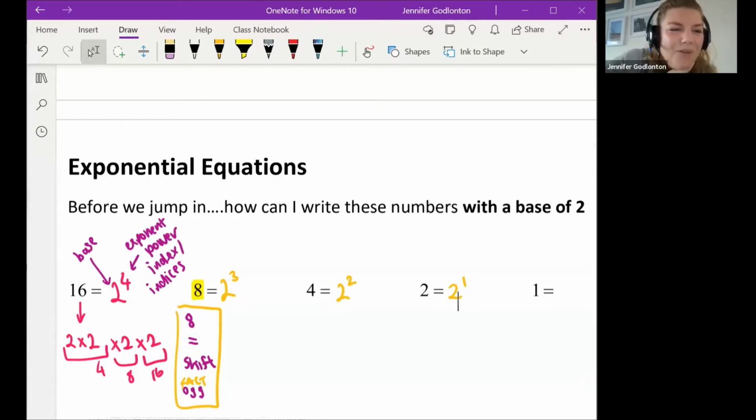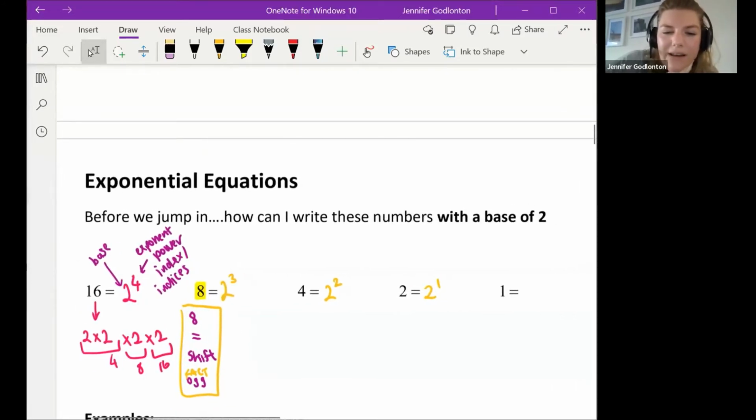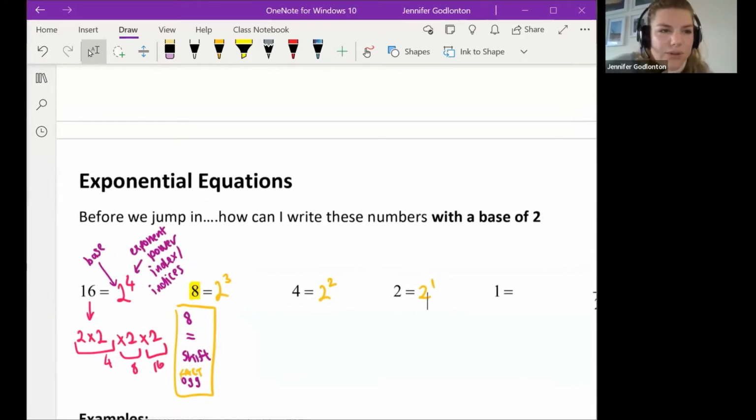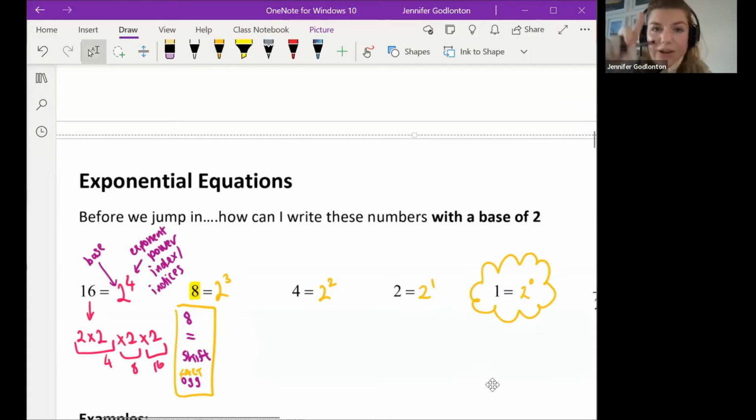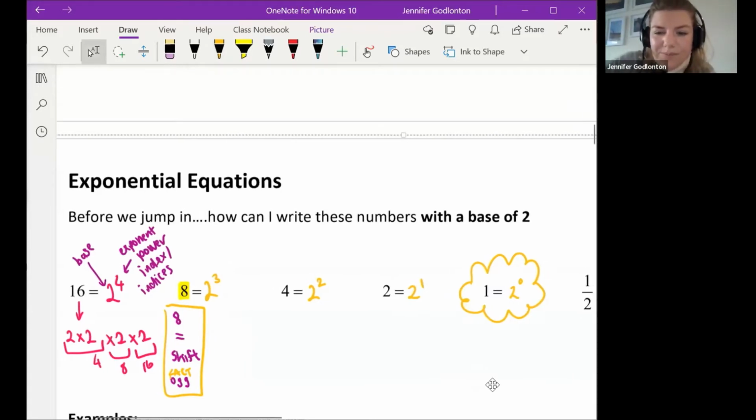Okay, I'm going to move on to Tiana for our next one. Let's see. Tiana, can you help me with 1? How would I write 1 with a base of 2? 2 to the power of 0. Yes. Well done, Tiana. Okay, so this one is one that comes up in exponential equations a lot. So that's one that we want to make sure that we're aware of, that we know that 1, we can write it with any base as long as the power is 0.